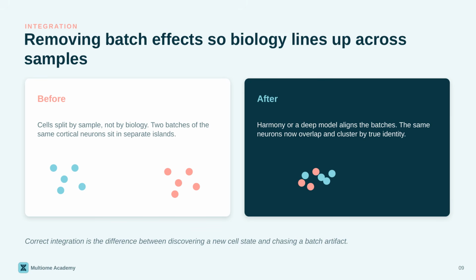Batch integration makes biology line up across samples. Before correction, cells split by sample instead of by type, so 2 batches of the same cortical neurons sit in separate islands. After integration with a method like Harmony, they overlap and cluster by true identity. Getting this right is the difference between a real discovery and a batch artifact.